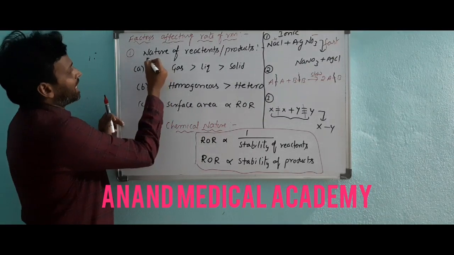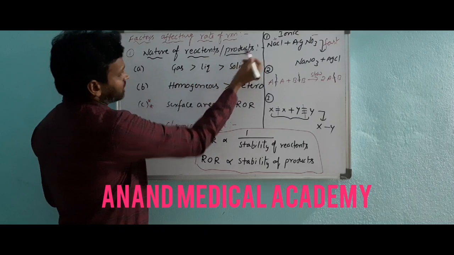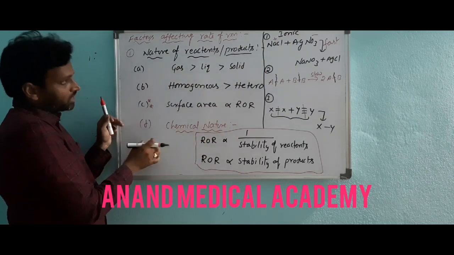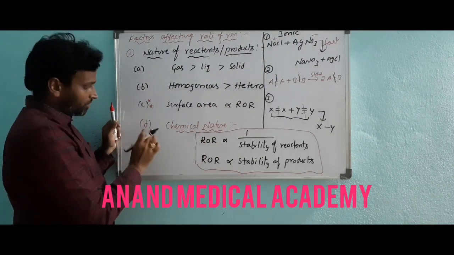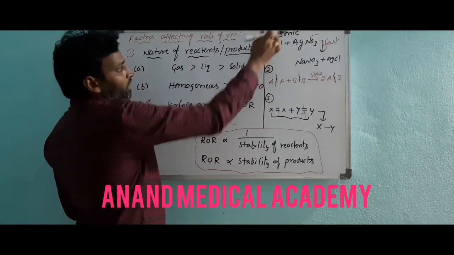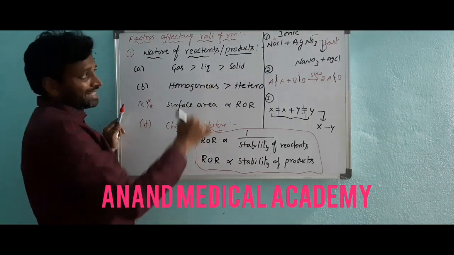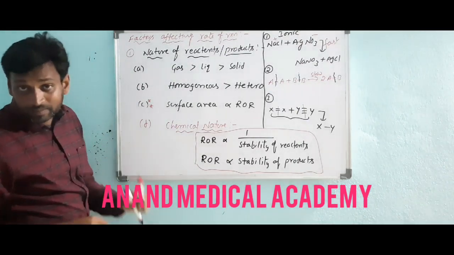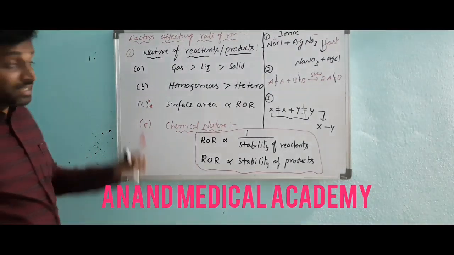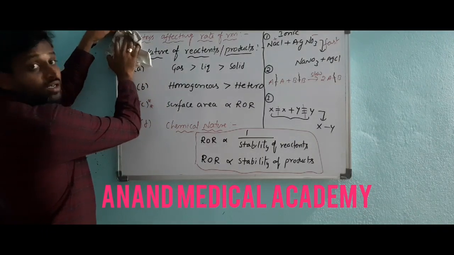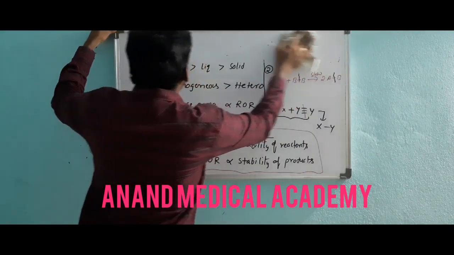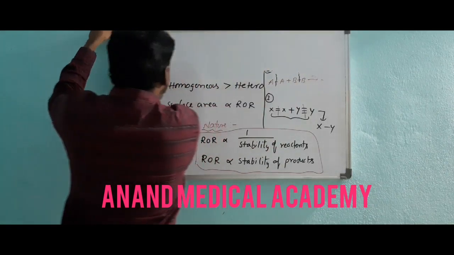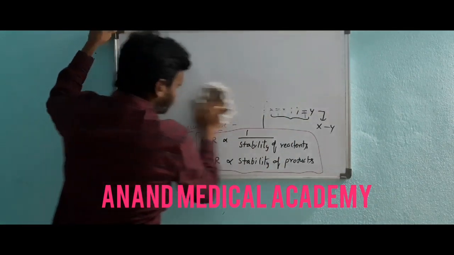So to understand the nature of reactants and products, here four things we have to understand. The fourth thing, the most important: ionic are more reactive than covalent. This we have to understand very clearly. And our next thing is the effect of concentration. This you also know. Okay, but I'll tell you more elaborately now.